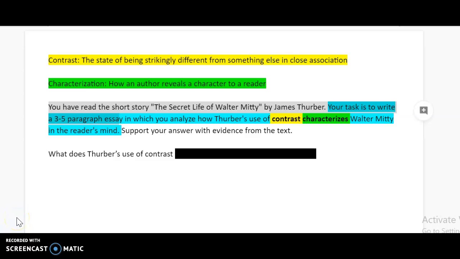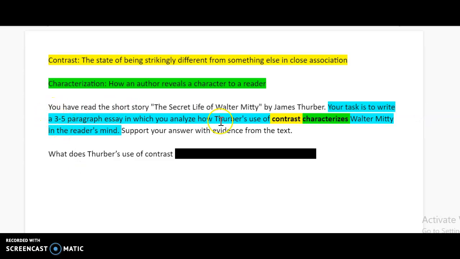So you guys remember, our goal this week is to read a short story and to write a 3 to 5 paragraph essay. For this question, I want you to break down this prompt and turn it into a 1-sentence question. That way you'll know what question we're trying to answer as we read the short story.